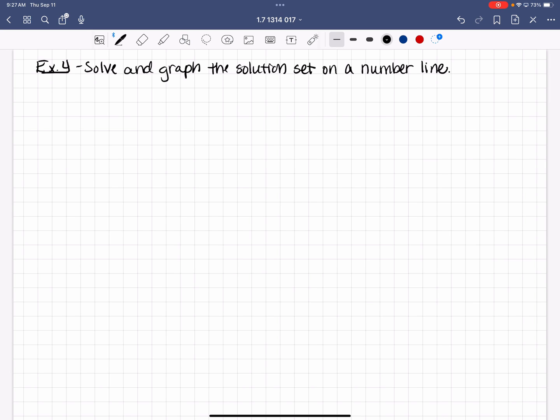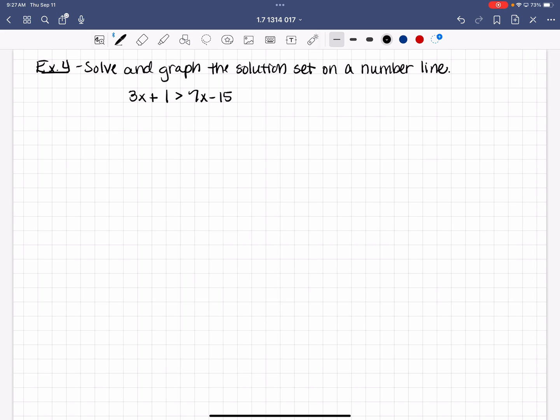Okay? I've got 3x plus 1 is greater than 7x minus 15. This is not a compound inequality. This is just a normal inequality. We just have to get the variable all on one side, right?